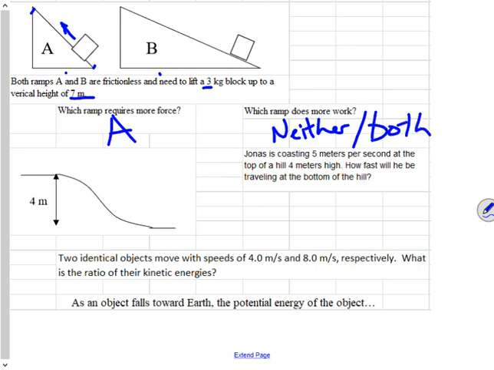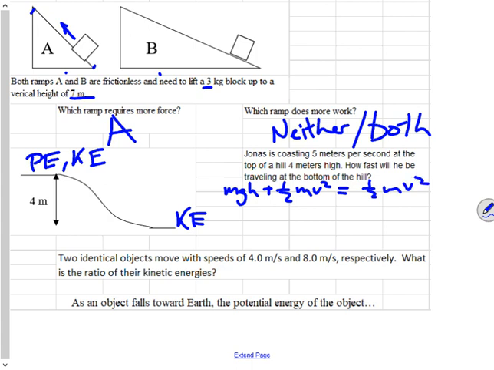All right, now we have something that is coasting. So Jonas has potential energy up here, and he's got kinetic energy. Down below, he only has kinetic energy. So if we do that equation, same conservation of energy, we have PE at the top, or I'm sorry, PE plus KE is equal to KE at the bottom. So we have mgh plus 1/2 mv squared at the top is equal to 1/2 mv squared at the bottom.